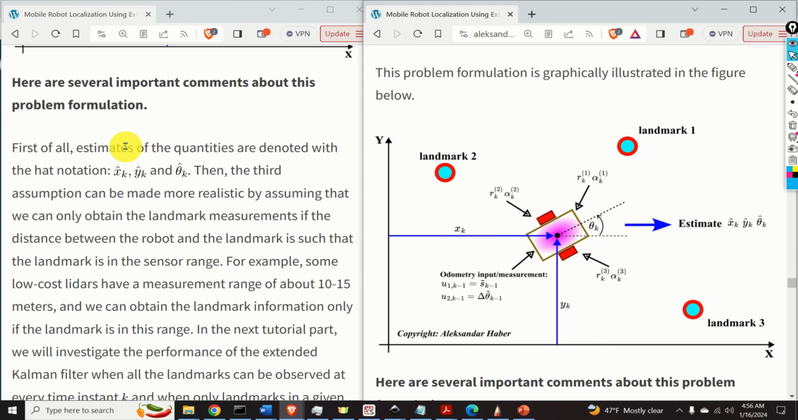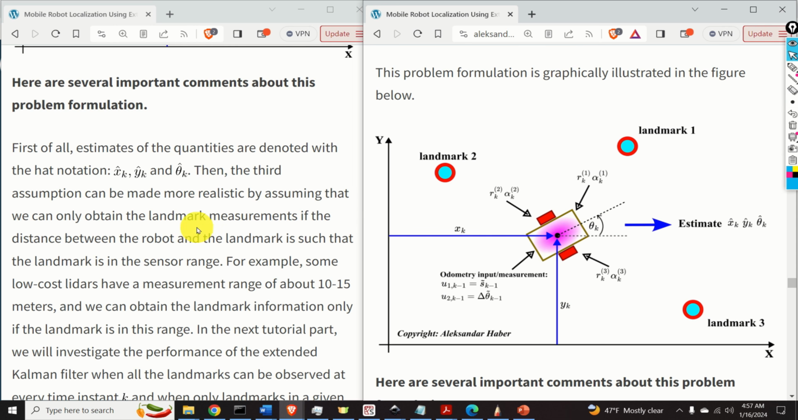Here are several important comments about this problem formulation. First of all, estimates of the quantities are denoted with the hat notation. That is, the estimate of xk is usually denoted by xk hat. The estimate of yk is usually denoted by yk hat. And the estimate of theta k is usually denoted by theta k hat.